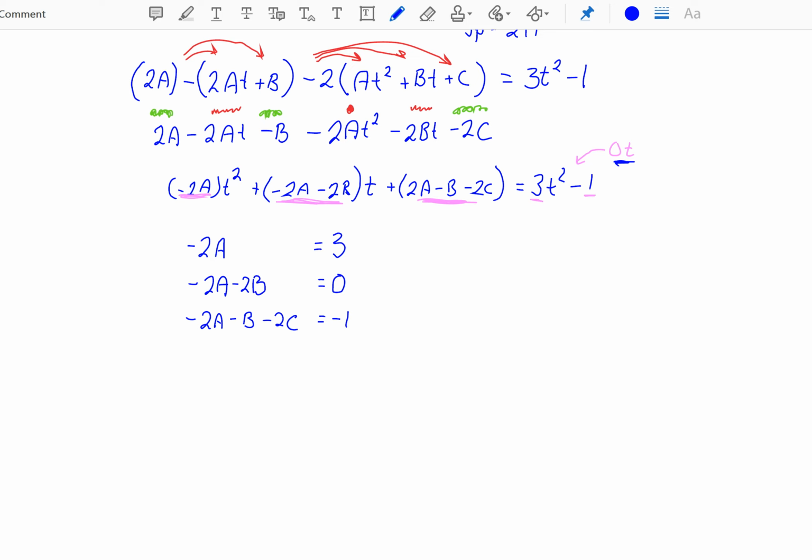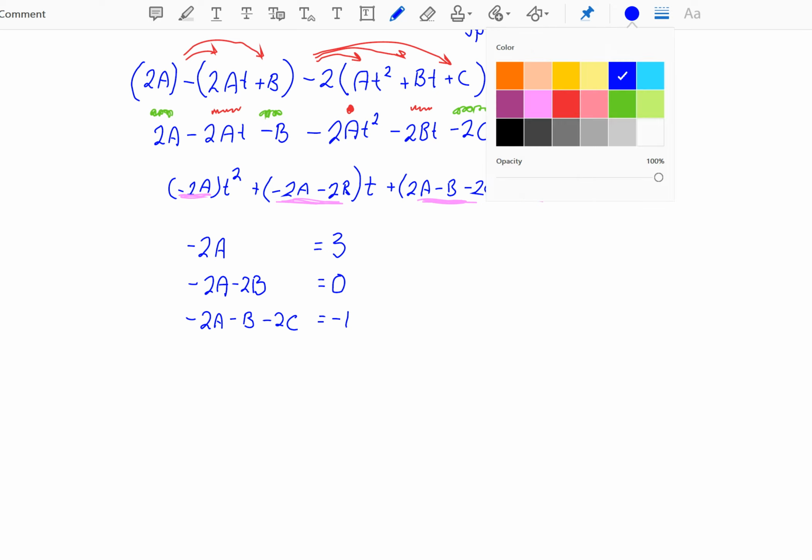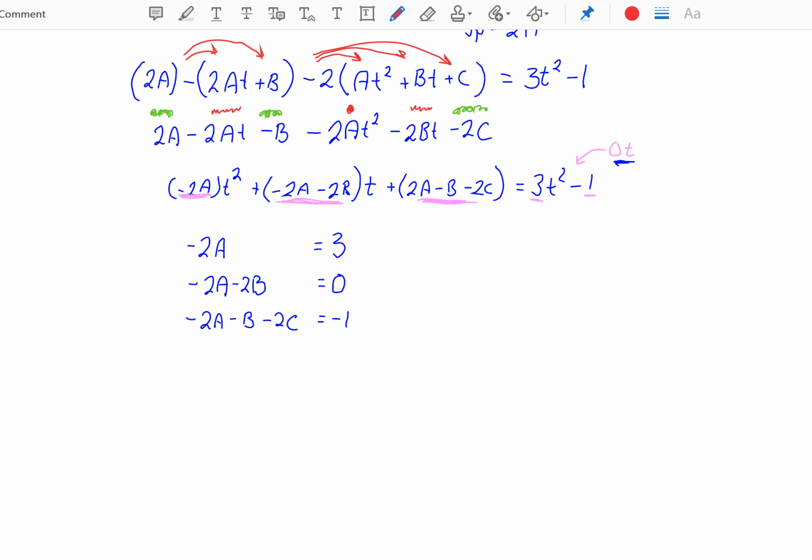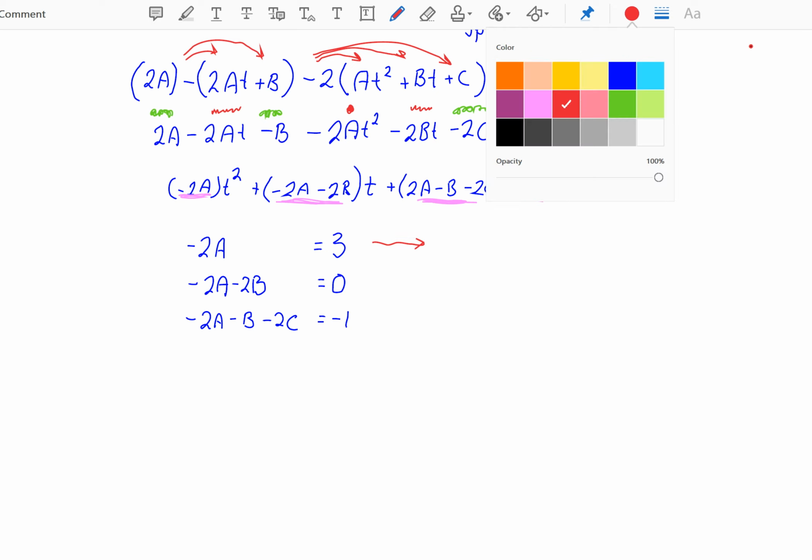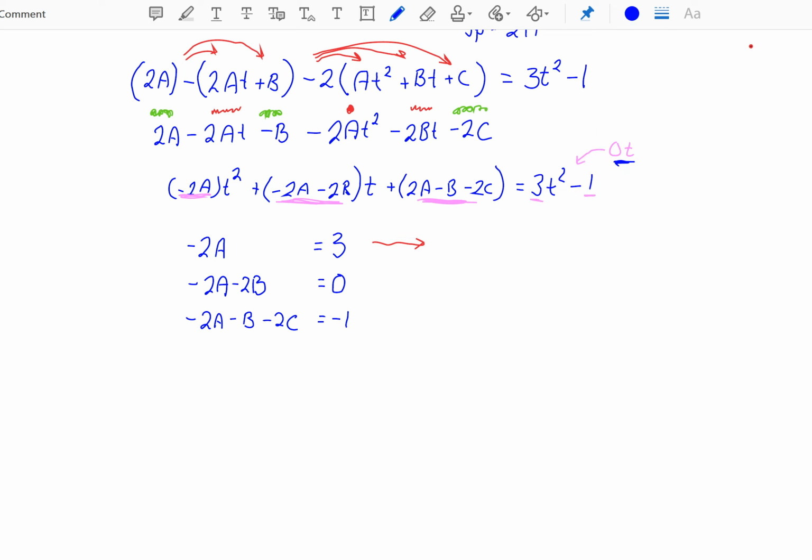What this should create is a system of equations that we can solve. Now, there are lots of ways we can solve this system of 3 equations and 3 variables using techniques we learned in Chapter 3. However, for this particular problem, I think it might be easier just to use substitution methods. Meaning that for this first equation, we could immediately determine that a has to be, well, if I divide both sides by negative 2, I think a has to be negative 3 halves.